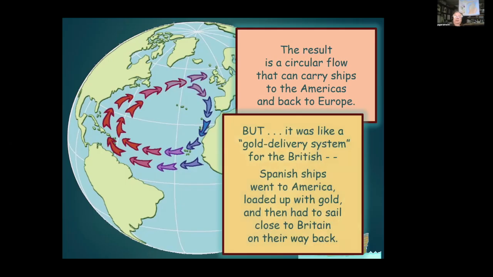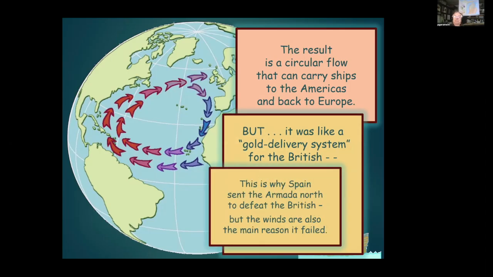The problem is, it was like a gold delivery system for the British, because the Spanish ships would go over, they would stop in South America, they would load up with gold, maybe they'd catch a couple tropical diseases, they'd have a fight, a couple of them would get injured, and then on their way back, they wind up having to sail close to Britain, and all Britain has to do is go out and capture them out of the spot. This is basically why Spain sent the Armada north to defeat the British, and the winds turn out to be the main reason why the Armada failed.